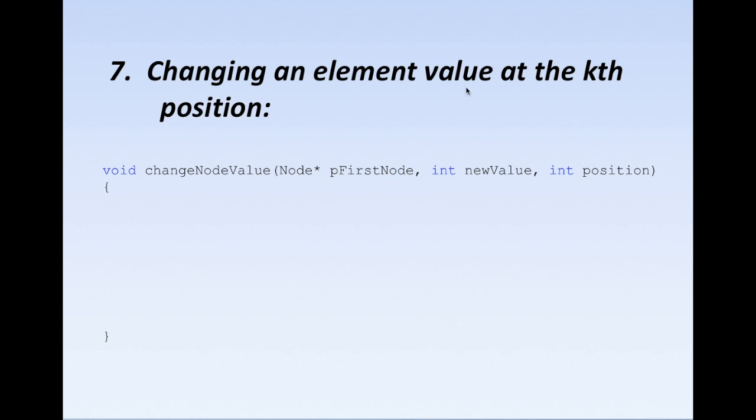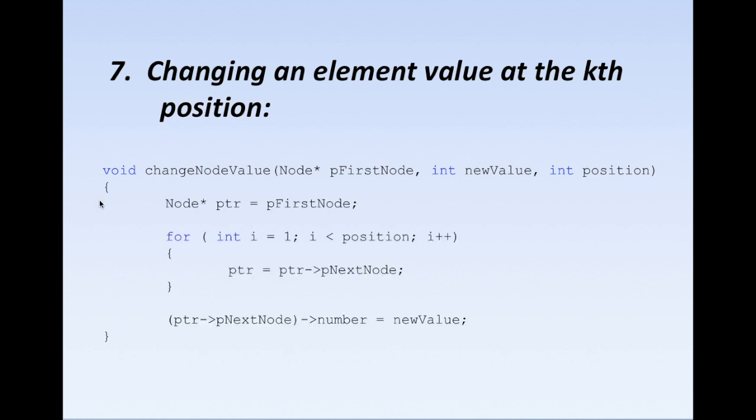Now, changing an element value at the kth position. We just want to get to the kth position from the first element, and change its number value to a new value. It's not returning anything. So how do we do that? We initialize the pointer to point to the first node, and then we move with the for loop the same way we did in all the linked list functions so far, until ptr is pointing to the element at this position.